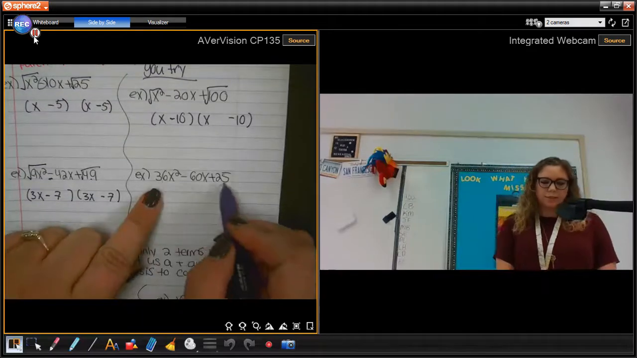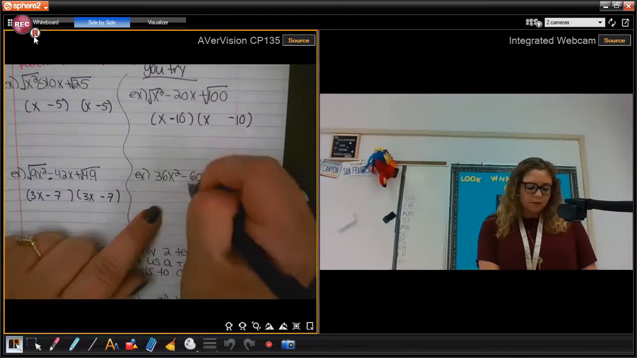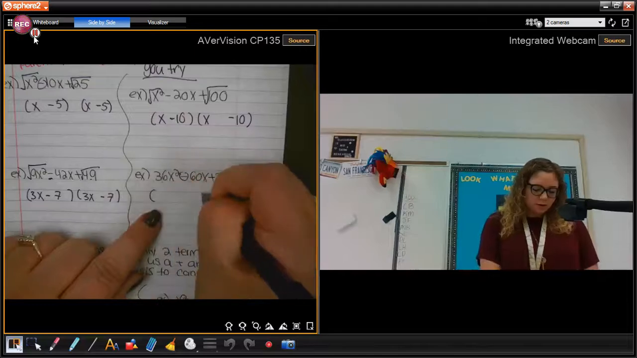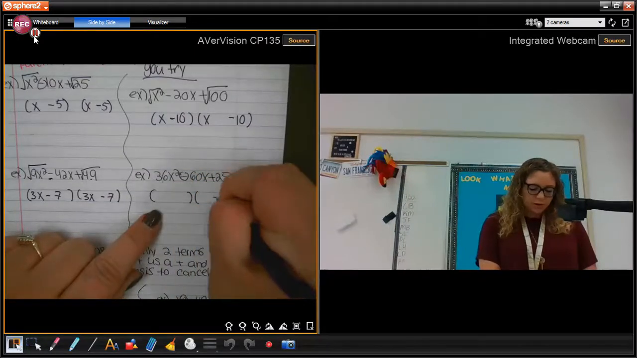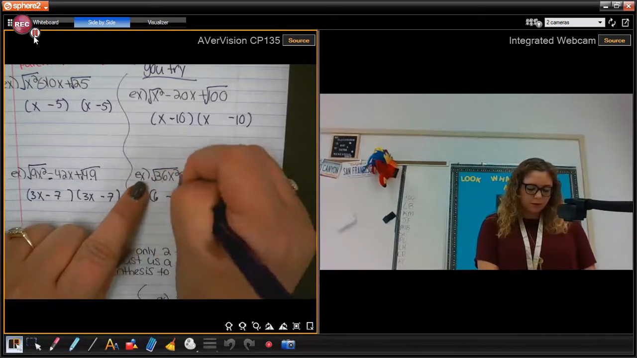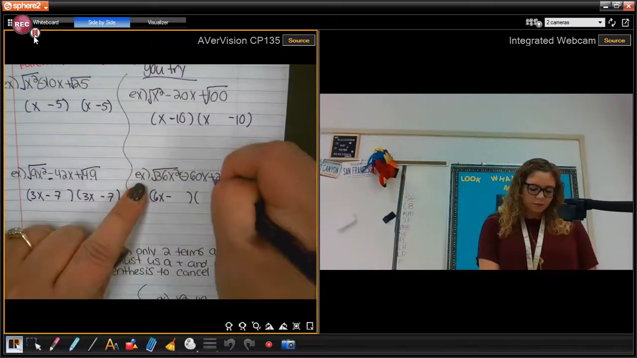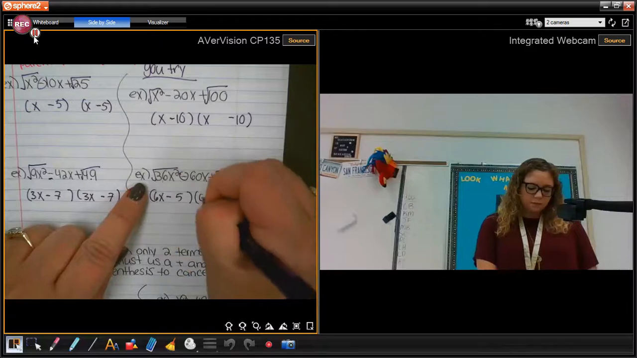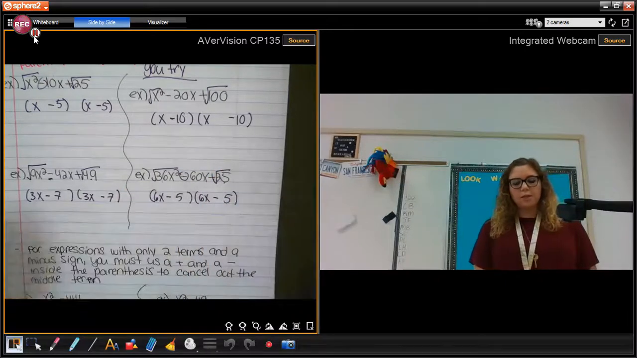36 and 25, they're both perfect squares. This is negative, so the sign in both my parentheses are going to be negative. Square root of 36 is 6. Square root of x squared is x. Square root of 25 is 5. And that is my answer.